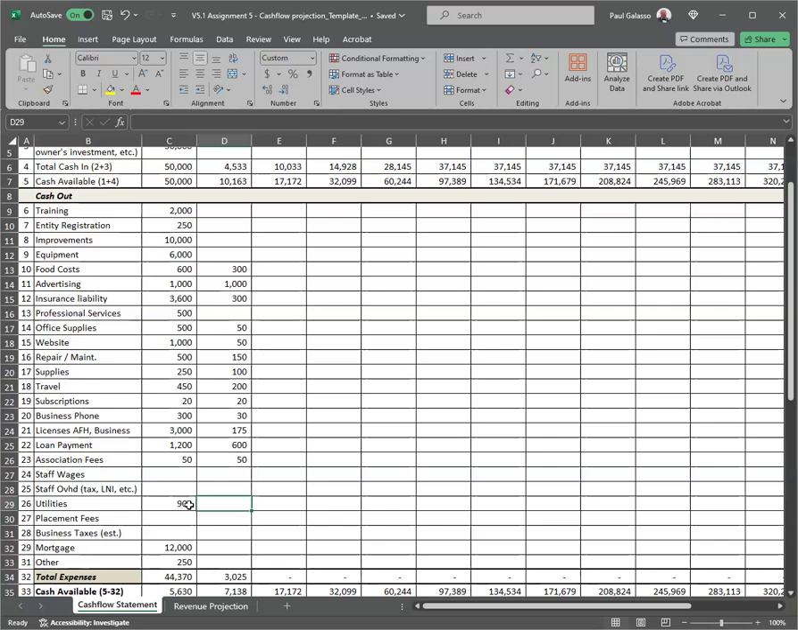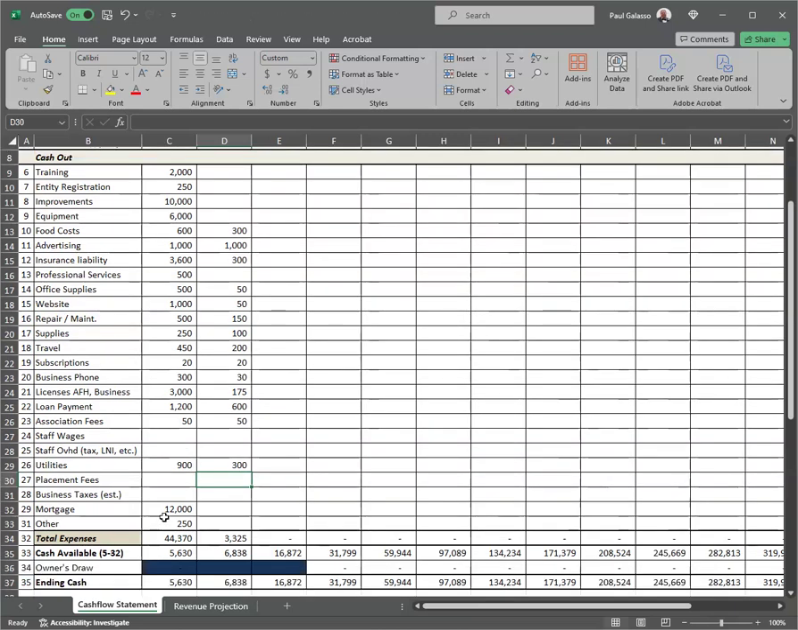Typically the only thing that would increase very much would probably be the amount of water that you use and the garbage. That's really all I can see as something that varies. So on the utilities, I'm going to just go ahead and use the monthly $300 that we had determined in the startup phase.